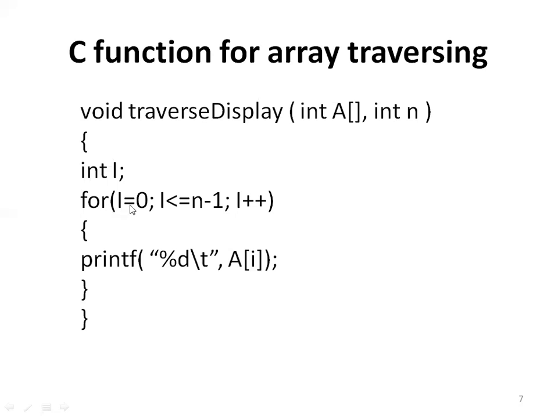So the for loop starts from the index 0, and it is going up to n minus 1, and i is incremented with i plus plus, and then we are visiting and printing the elements of the array. So this printf statement is used to print the elements of the array after visiting. So this is the C code for traversing array elements.